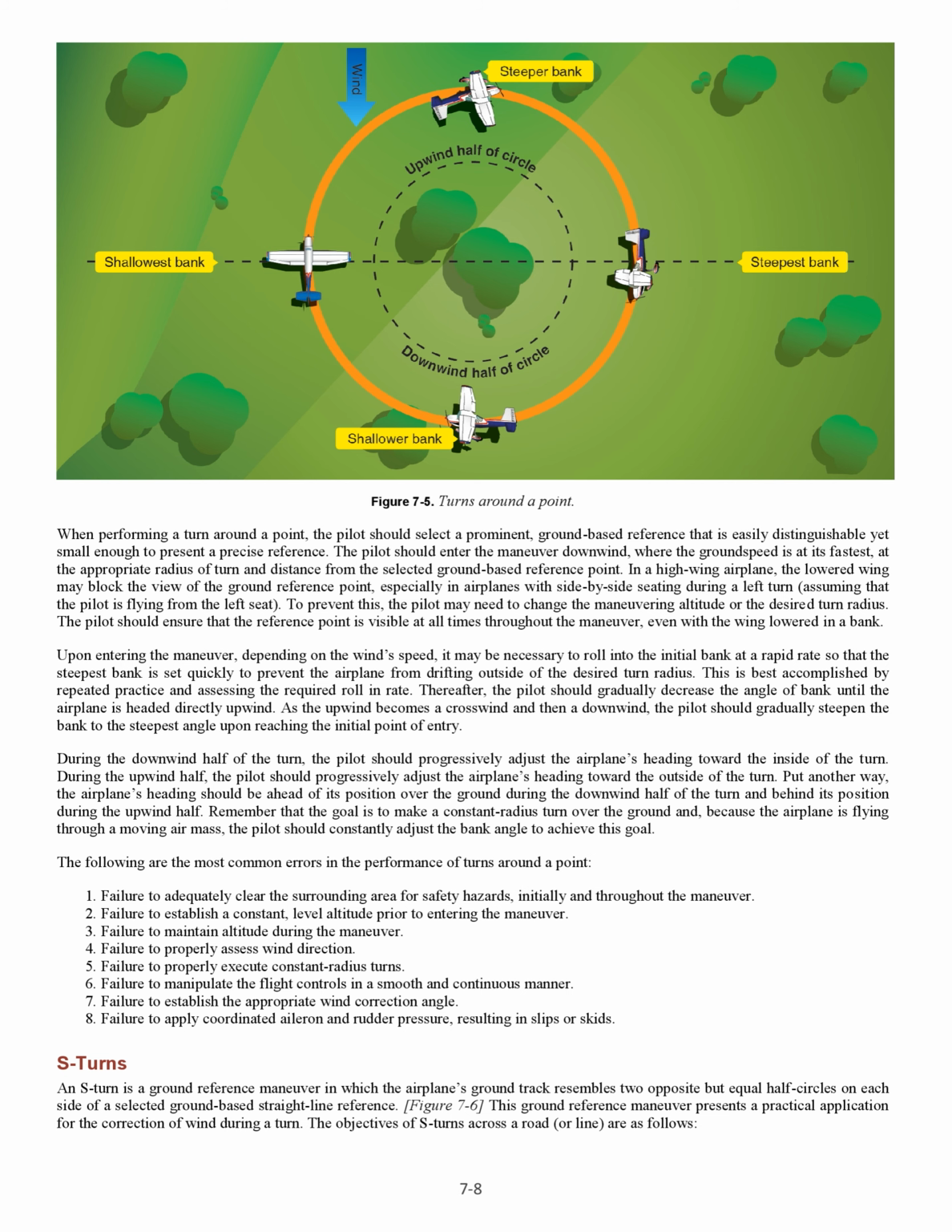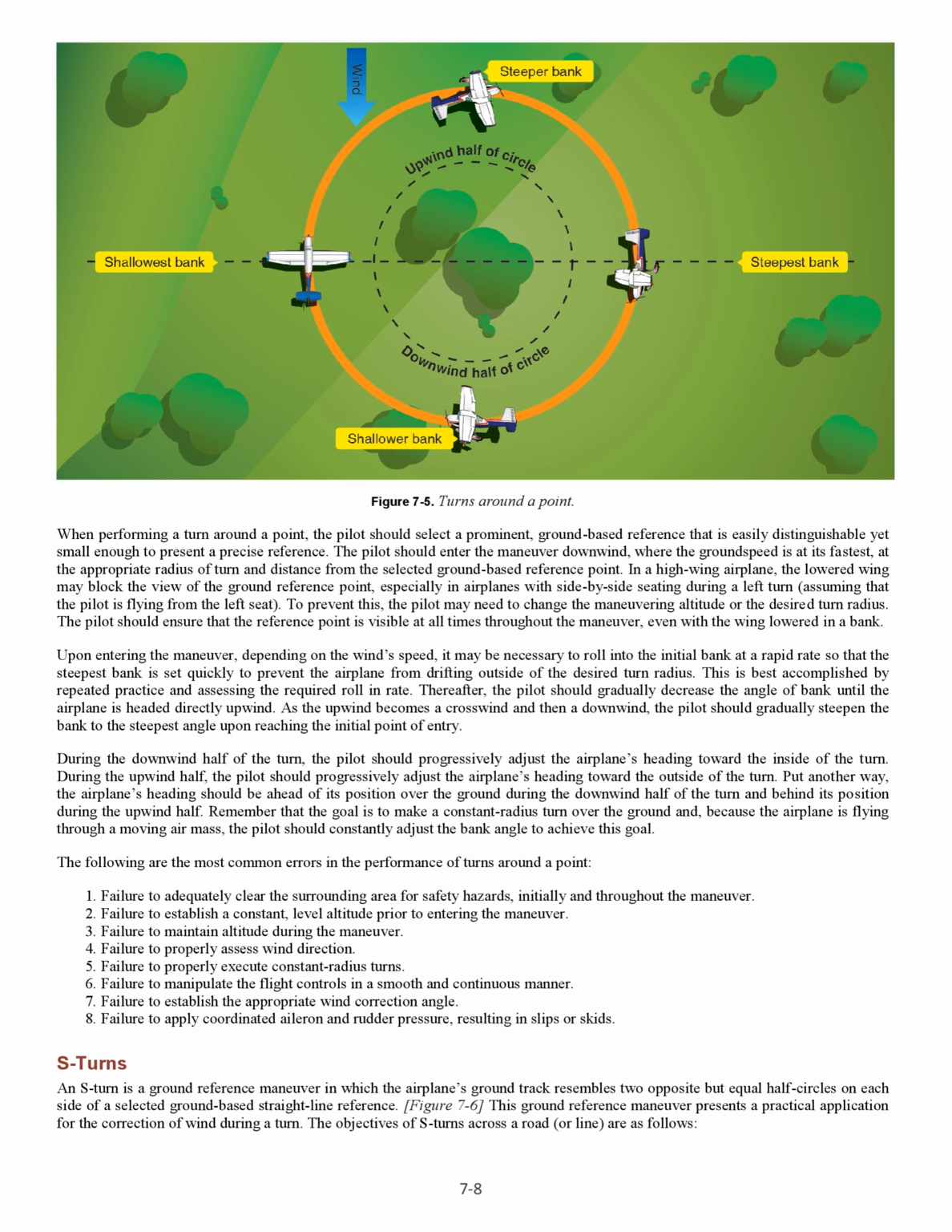The following are the most common errors in the performance of turns around a point. 1. Failure to adequately clear the surrounding area for safety hazards, initially and throughout the maneuver. 2. Failure to establish a constant, level altitude prior to entering the maneuver. 3. Failure to maintain altitude during the maneuver. 4. Failure to properly assess wind direction. 5. Failure to properly execute constant radius turns. 6. Failure to manipulate the flight controls in a smooth and continuous manner. 7. Failure to establish the appropriate wind correction angle. 8. Failure to apply coordinated aileron and rudder pressure, resulting in slips or skids.